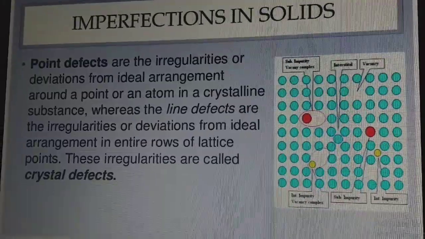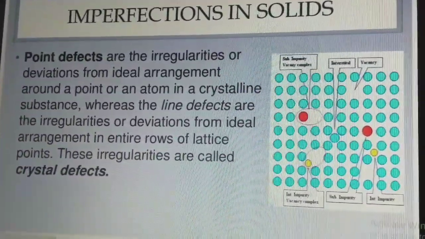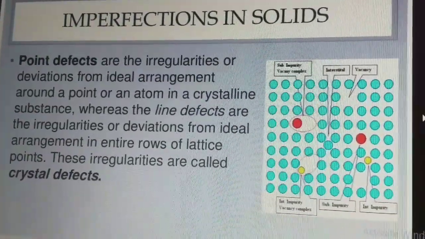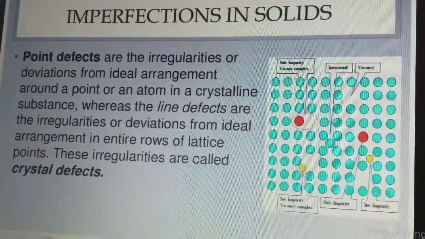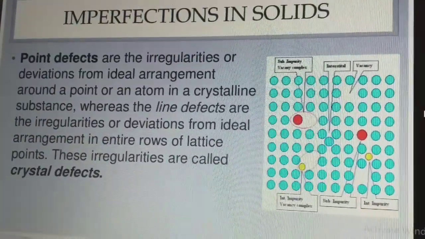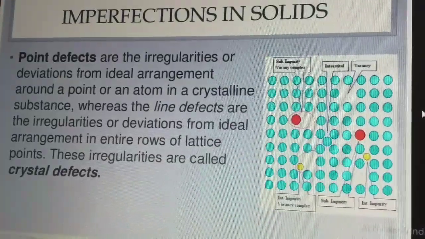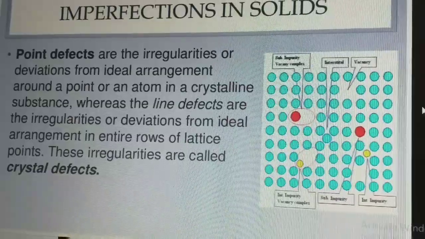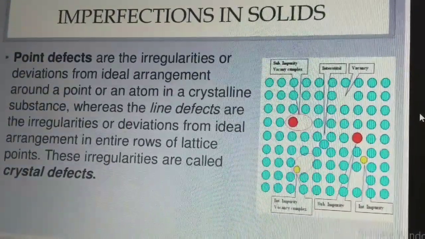Now you take imperfections, which are defects in solids. The point defects are the irregularities or deviations from the ideal arrangement around a point or an atom in the crystalline substance, whereas the line defects are the irregularities or deviations from the ideal arrangement in entire rows of a lattice point. These irregularities are called crystal defects or line defects.